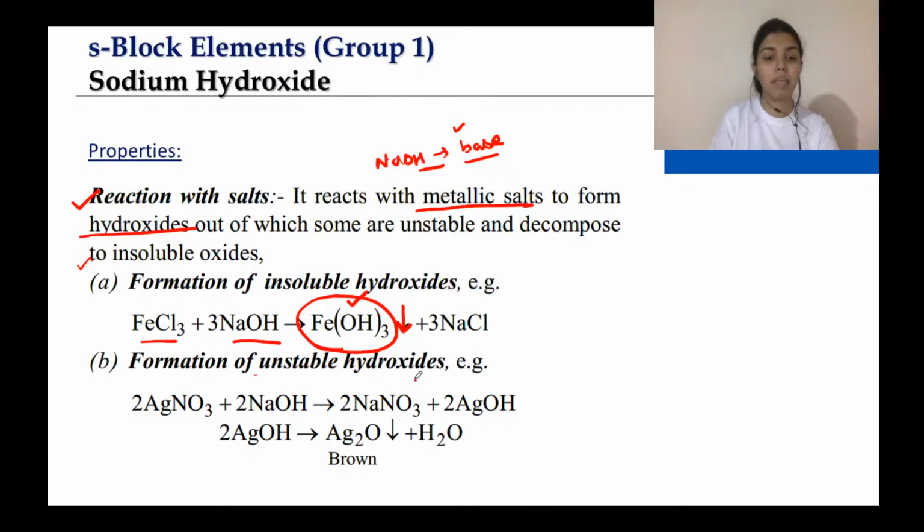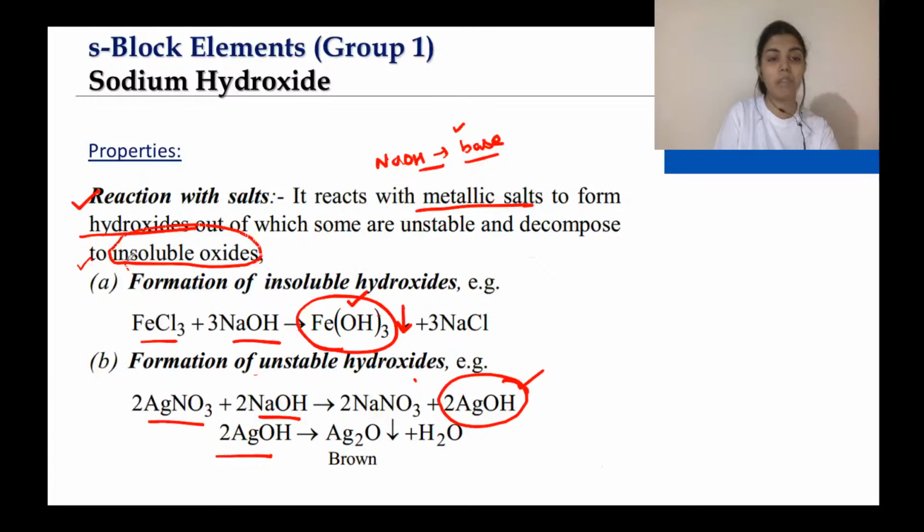Formation of unstable hydroxide. If you take AgNO3 plus NaOH, it will give you AgOH. Now this AgOH is very unstable, so it decomposes to insoluble oxide. That means it will convert into silver oxide, which is a brown precipitate. It is insoluble in water.